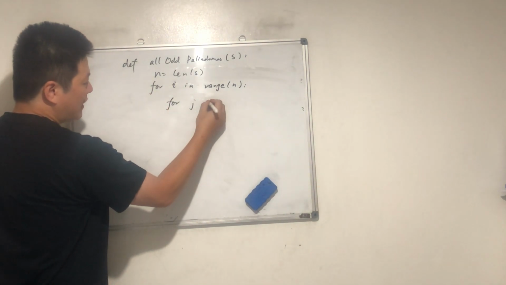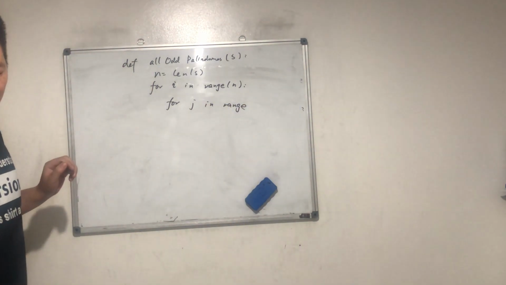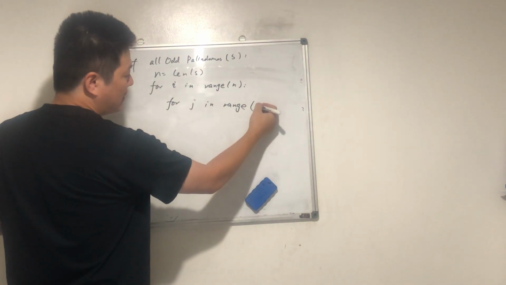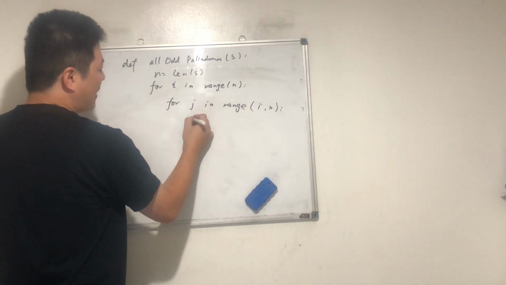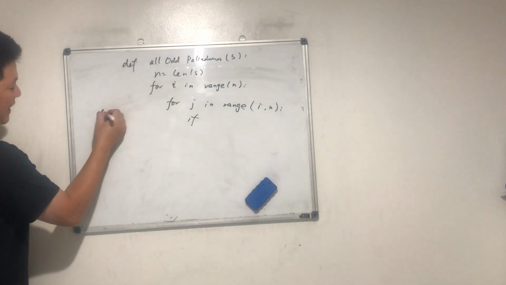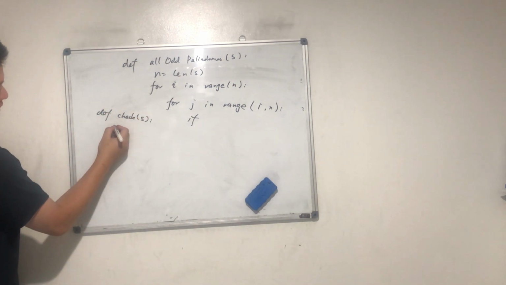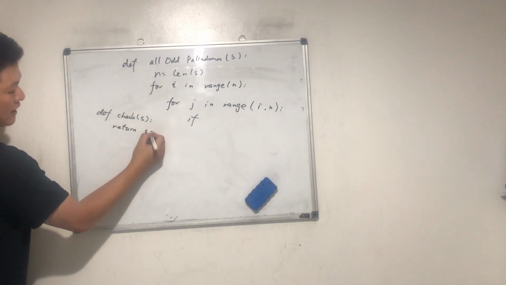For j in range what? I is the left, and j is from i to n, right? And then how do we check a palindrome? Let's say we write a function, check palindrome. We can simply return whether the reverse version equals itself.